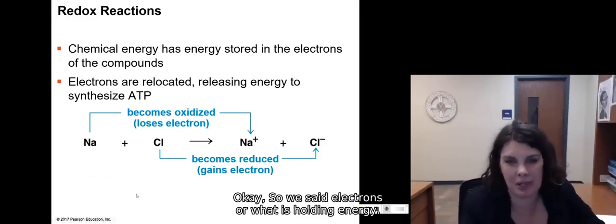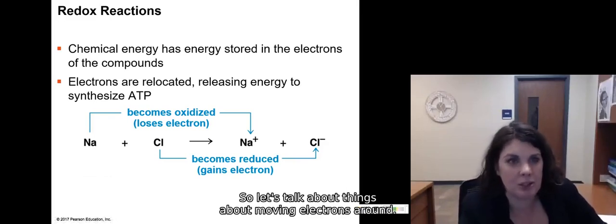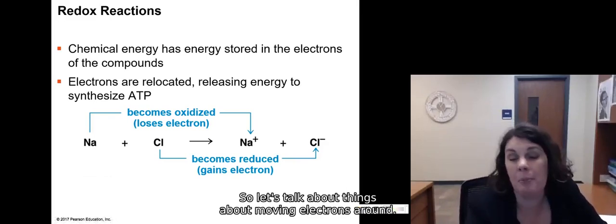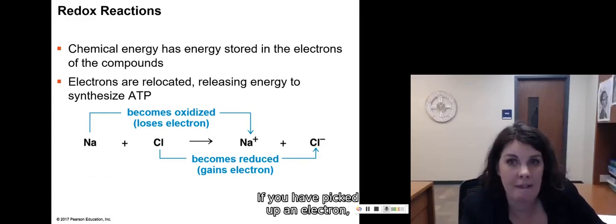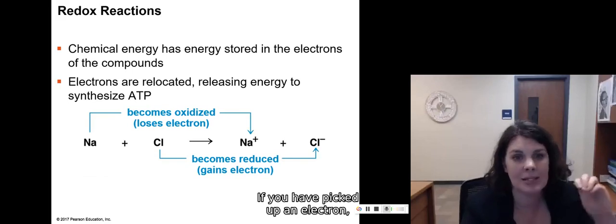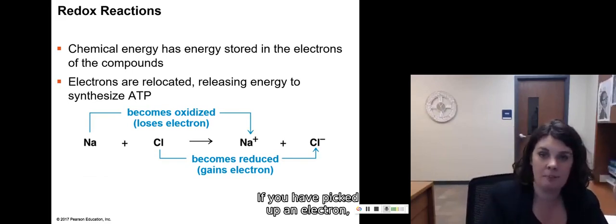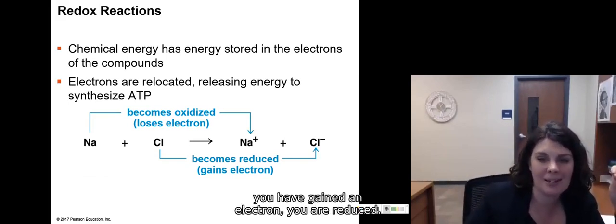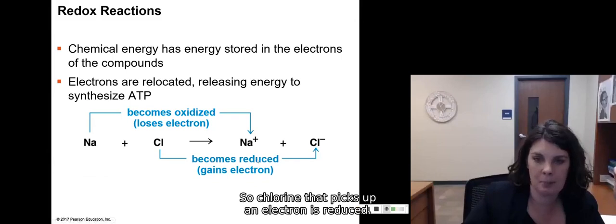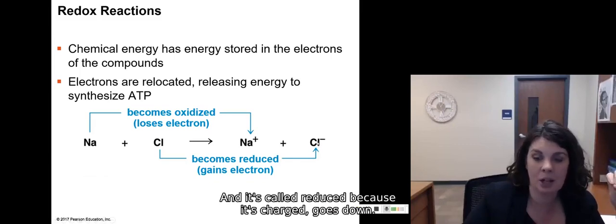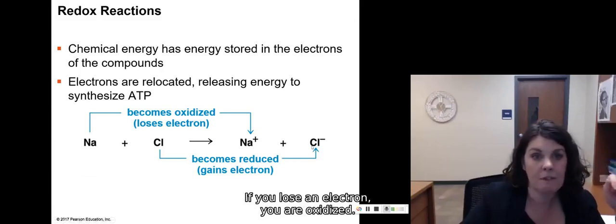Okay, so we said electrons are what is holding energy. So let's talk about things about moving electrons around. If you have picked up an electron, you have gained an electron, you are reduced. So chlorine that picks up an electron is reduced. It'll be left with a negative charge, and it's called reduced because its charge goes down.